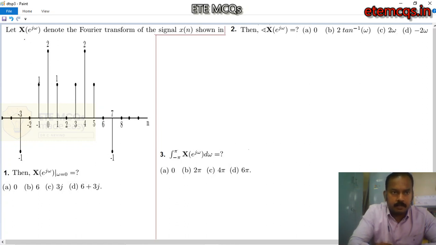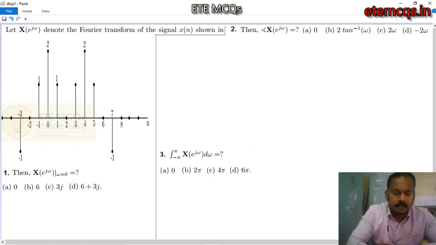The question is given as, let X of e power j omega denote the Fourier transform of the signal x of n shown in this particular figure. So you are given a discrete time sequence x of n, and its Fourier transform, we know that it is usually represented by X of e power j omega.